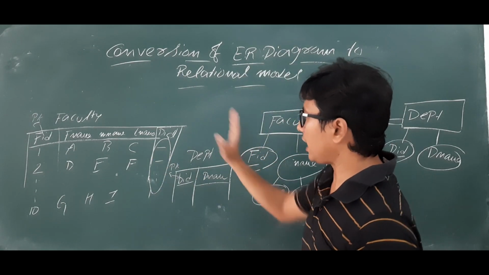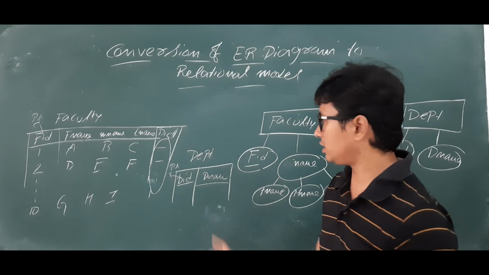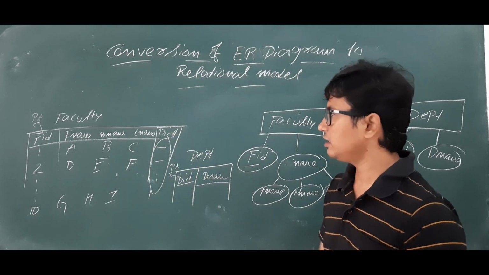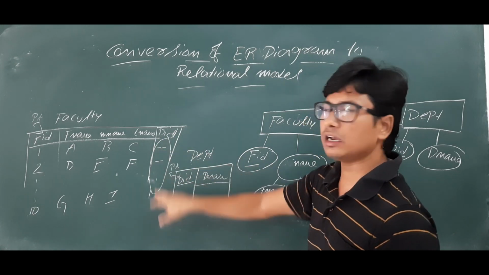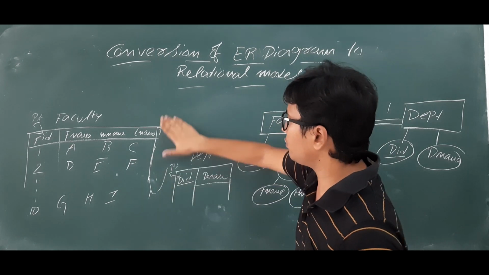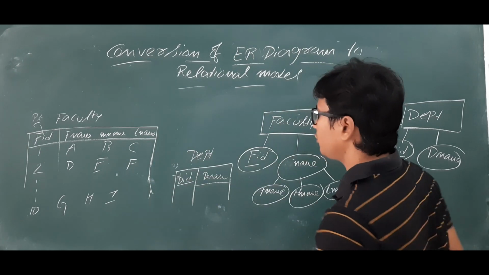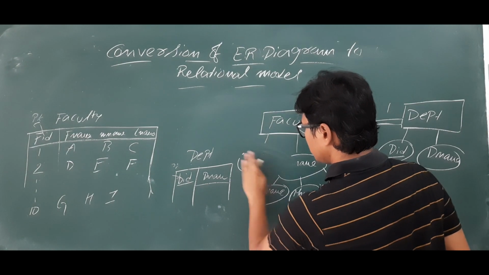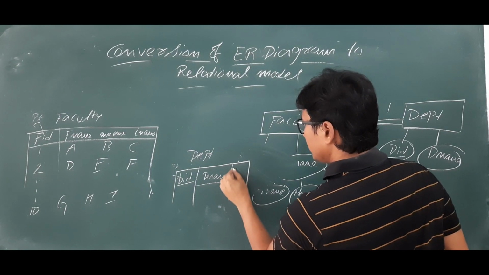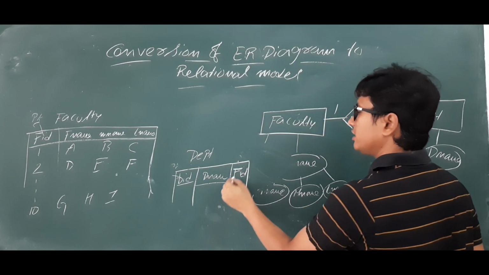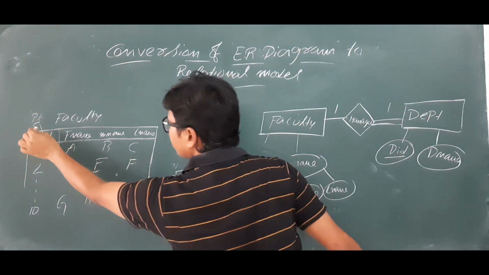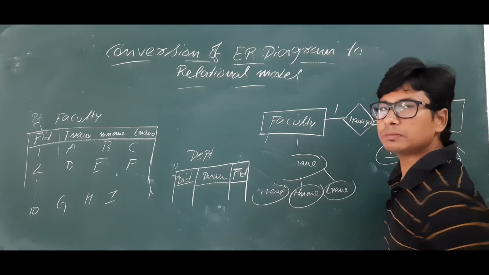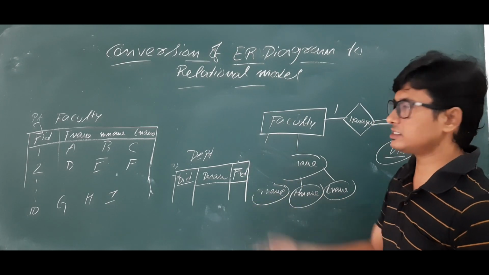So, we have discussed one case, where the primary key of the department acts as a foreign key in the faculty. But if you do it like this, we get null values. So can we go another way? What is the other way? The faculty ID will act as a foreign key in the department. The primary key of the faculty table acts as a foreign key in the department table. It means that he is acting as a HOD.